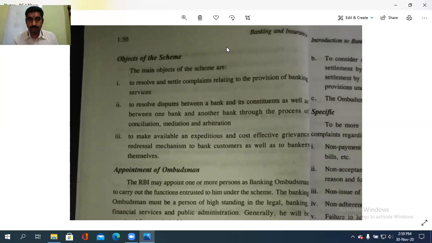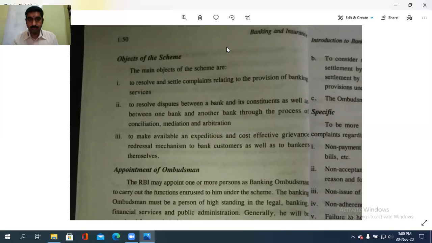and to make available an expeditious and cost-effective grievance redressal mechanism. Grievance means problems, redressal means remove or solve. So it is a grievance-solving mechanism for bank customers as well as for the bankers themselves. So what is there? Grievance redressal mechanism means a problem-solving measure.